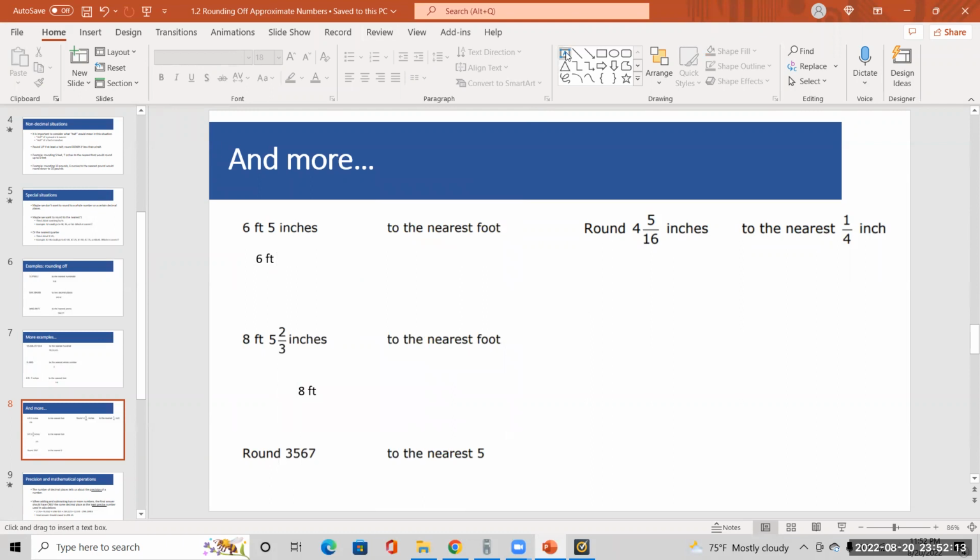35.67 to the nearest 5. Well, we know it could be 35.60 or 35.65 or 35.70. We know it's going to be between 35.65 and 35.70, and it is just a little bit closer, right, to 35.65.